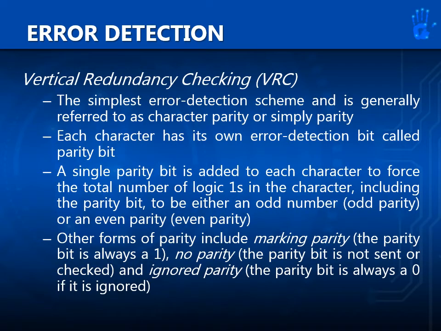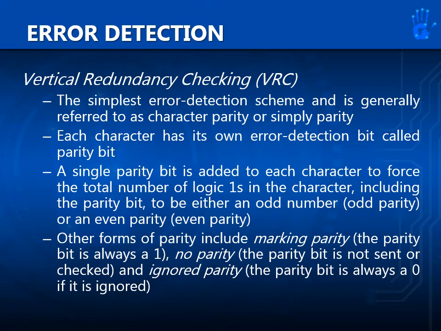Vertical redundancy checking, or VRC. This is the simplest error detection scheme and is generally referred to as a character parity or simply parity. Each character has its own error detection bit called parity bit. This is what we have seen earlier. A single parity bit is added to each character to force the total number of logic 1s in the character, including the parity bit, to either be an odd number, this is the odd parity, or even parity.